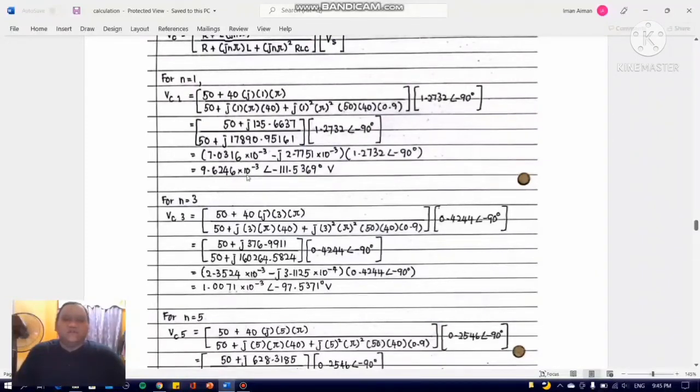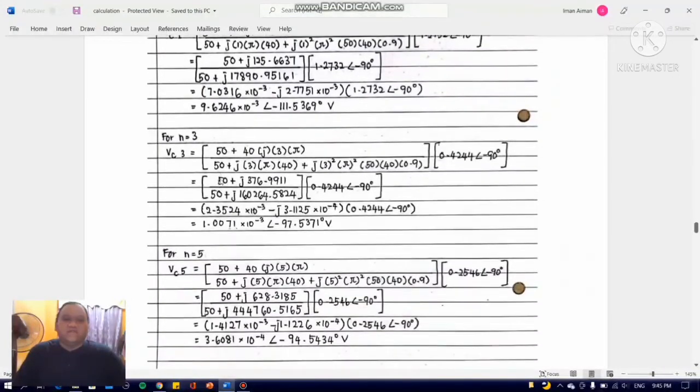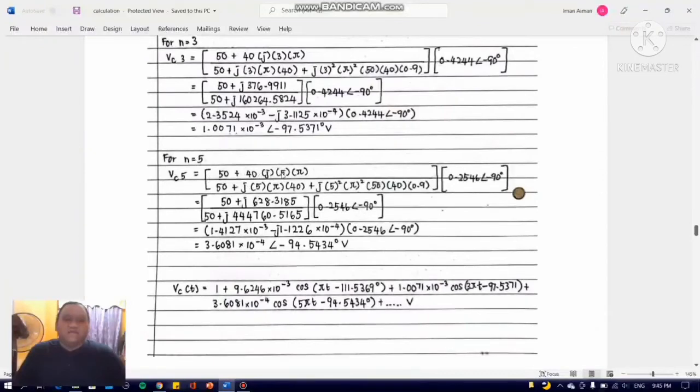9.6246 × 10^-3 with the angle -111.5369 degree volt. And for N3, the Vs is 0.424 with the angle -90 degree, and we change n to 3, put in the RLC values, and we've got 1.0071 × 10^-3 with the angle -97.5371 degree volt. And for N5, we put the value of n to 5 and put the value of RLC.